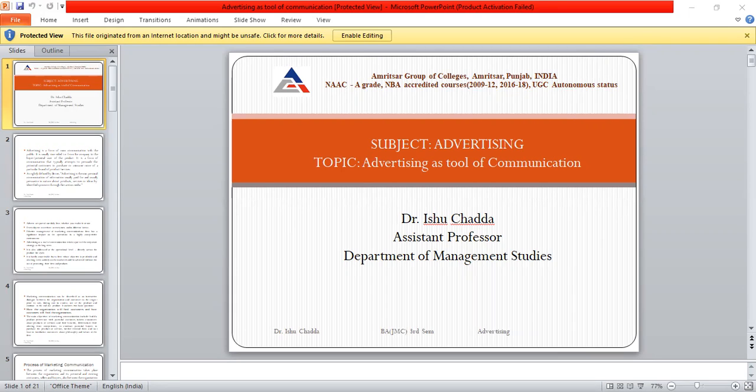Process of marketing communication. The process of marketing communication takes place between the organization and its potential and existing customers, sellers and buyers, and also between the organization and various stakeholders. The process of communication takes place between the organization and your existing customers, and the new ones who are going to enter, seller and buyer, company and the stakeholders.